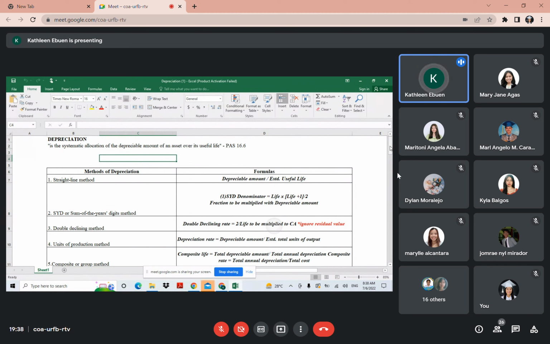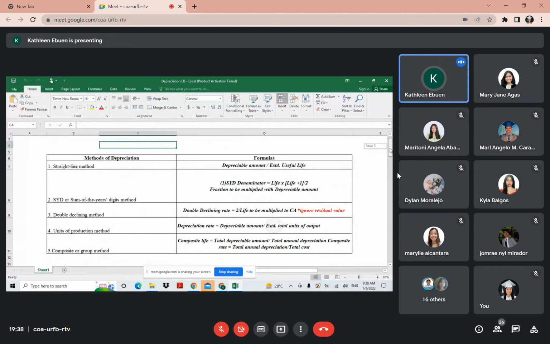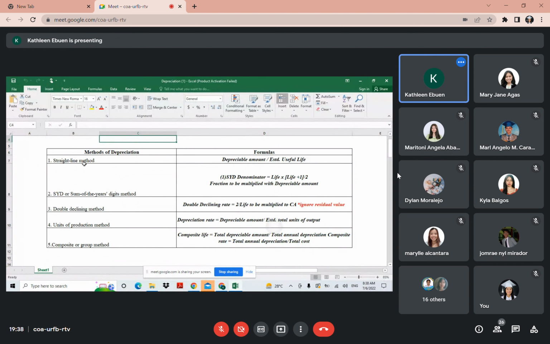Dito sa depreciation, mag-memorize kayo ng formulas because there are 5 methods of depreciation. So, dapat ito, class, nakasama ito dun sa inyong index card. Okay? So, yung straight line method, ito yung madalas ginagamit. So, ang formula niya is depreciable amount over the estimated useful life. Okay, so yung cost, ibabawas natin doon yung estimated salvage value and then divide natin sa useful life.